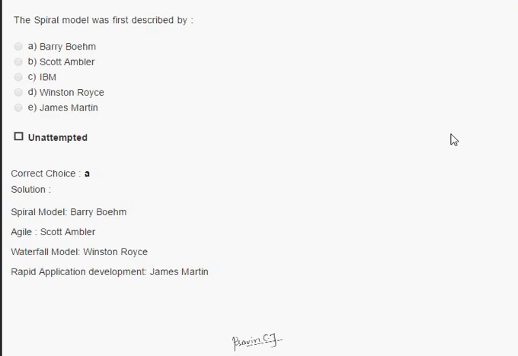The next question is regarding software engineering: the spiral model was first described by? This is a very important question, asked many times. The spiral model was described by Barry Boehm. Write it 5 to 10 times and recite it well, because this may be a question in the next exam.